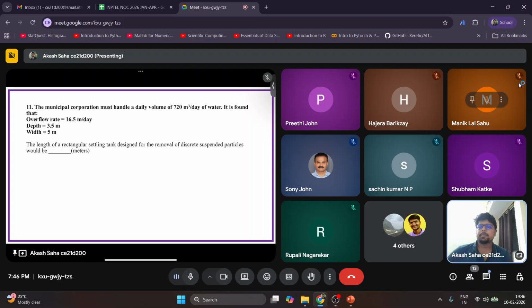The municipal corporation must handle a daily volume of 720 meter cube per day of water. It is found that the overflow rate is 16.5 meter per day, depth is 3.5 meter, width is 5 meter. The length of the rectangular settling tank designed for the removal of discrete suspended particles would be what? Similar problem we have done, so please try to answer.